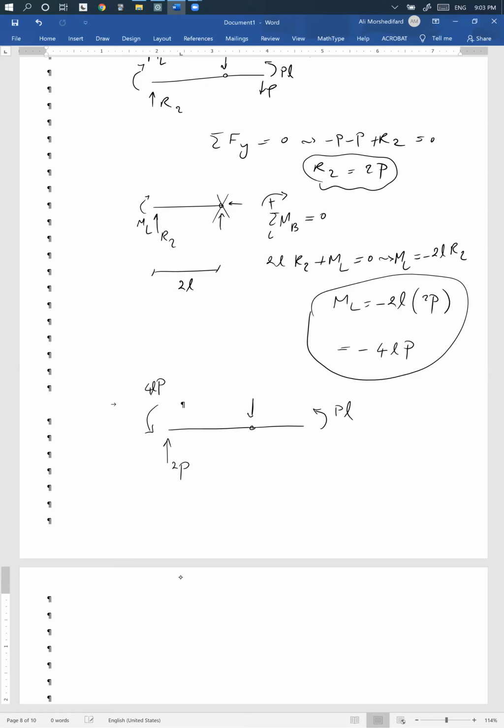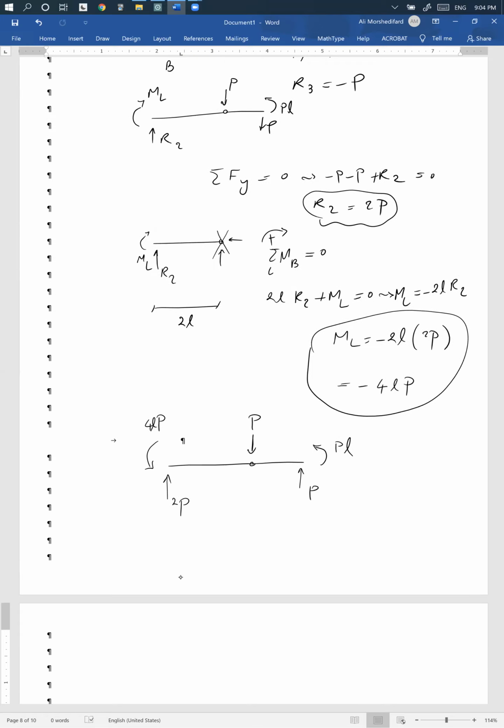I had 1P here. I got this one, which should be P. Okay, something's wrong. Okay, now it's right. So it should be negative P. I changed the sign, right? Let's do a quick check.